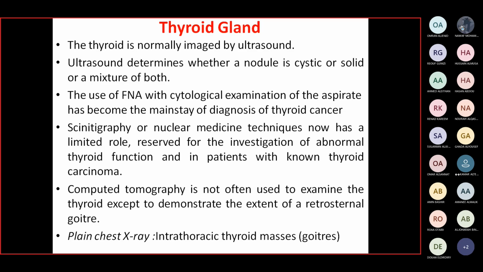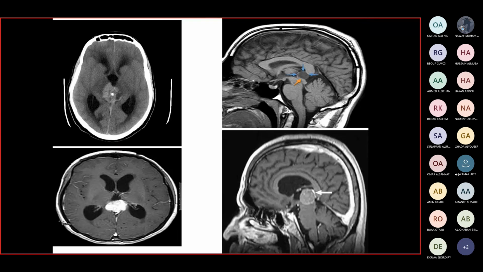The next gland is the thyroid gland. Doctor, so for the pineal gland, the best is MRI, right? Yes, even though it's not good for calcification. In general, MRI is the imaging modality of choice for imaging of the pineal gland. But for demonstration of the calcification, CT is better than MRI.